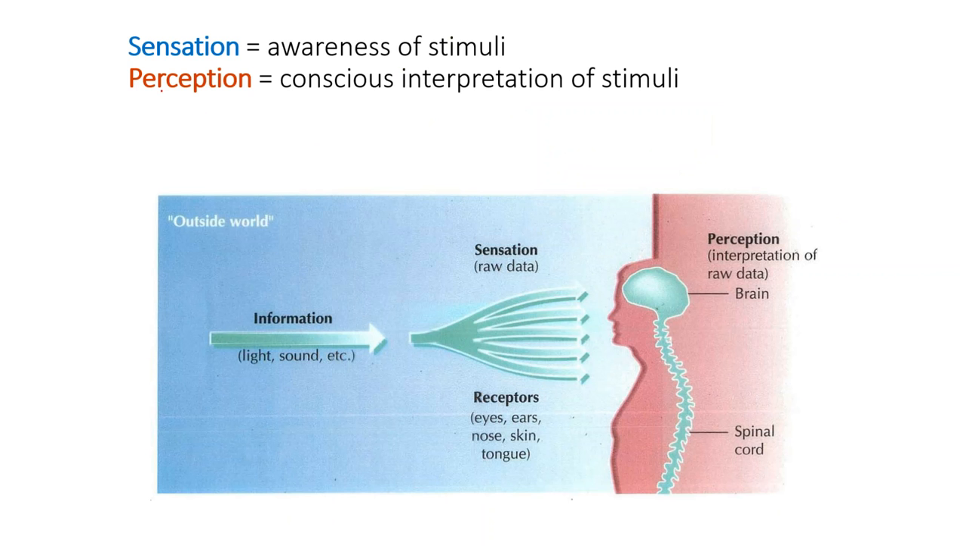All right, now before we move on, I just want to make sure that we define terms here. So when we talk about sensation, we talk about awareness of stimuli. Whereas when we talk about perception, we refer to conscious interpretation of stimuli. So you can perceive only consciously some stimuli, okay? We don't talk about perception for those stimuli that are subconscious. Okay, so perception refers to interpretation of raw data in a cortex.